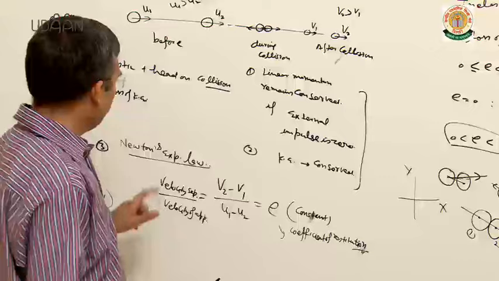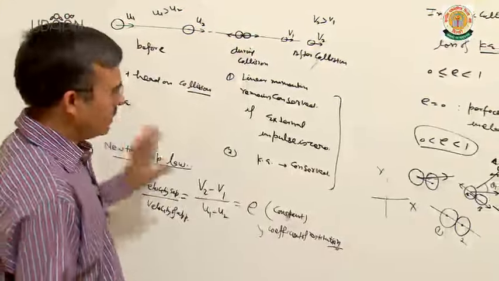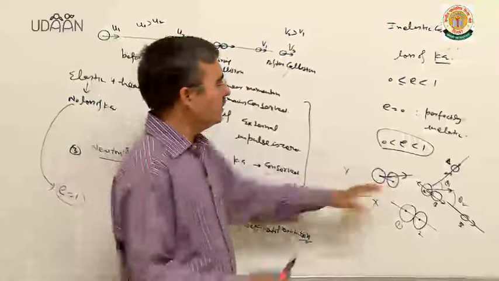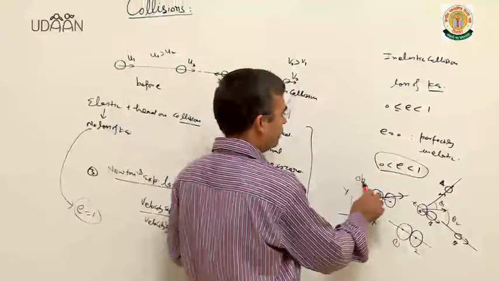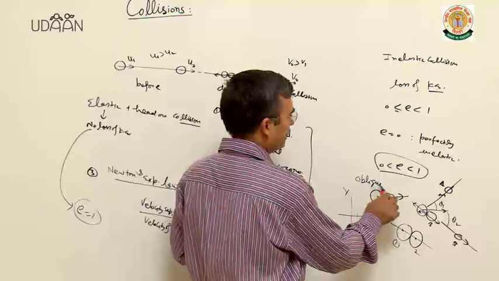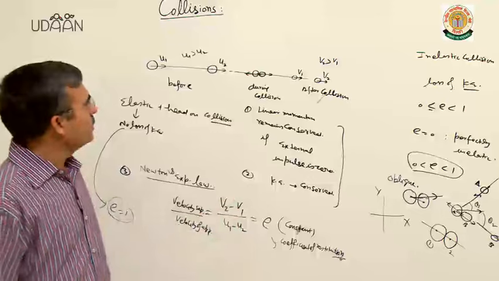And we will apply Newton's experimental law in both head-on collisions and oblique collisions, when bodies move in different directions. It is oblique collision. Clear? Now we will discuss some questions based on these concepts.